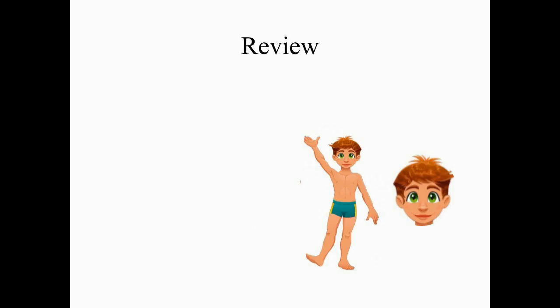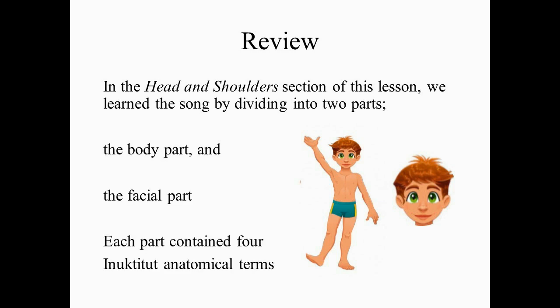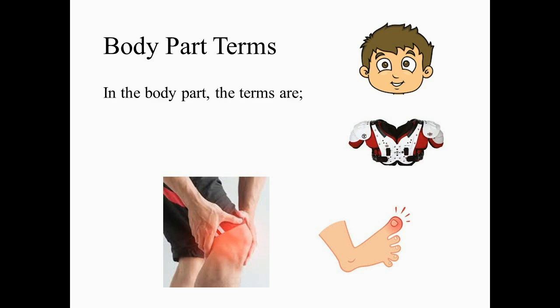Let's review what we learned and then we'll move on. In this portion of the lesson, we learn the song by dividing it into two parts, the body part and the facial part. Each part contained four Inuktitut anatomical terms. In the body part, the terms are head, shoulder, knee, toe.